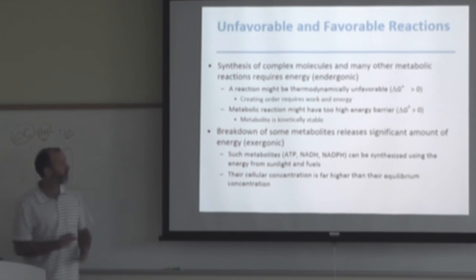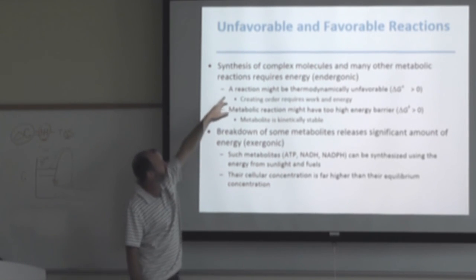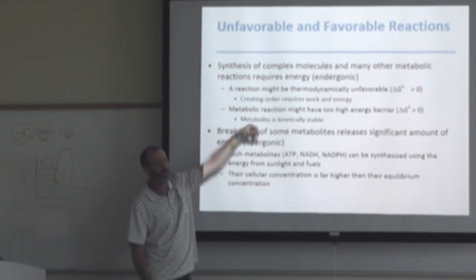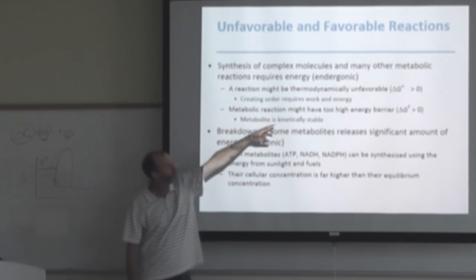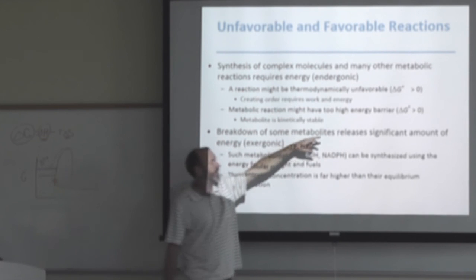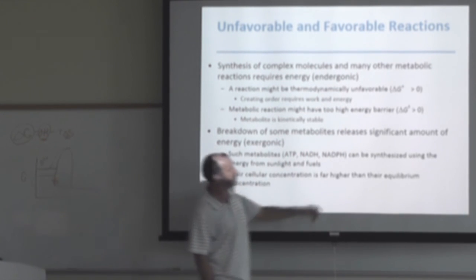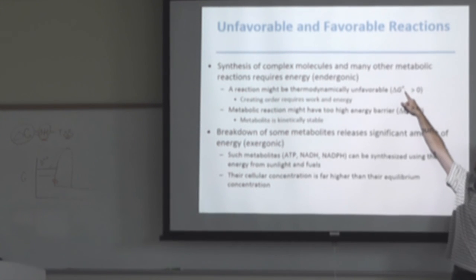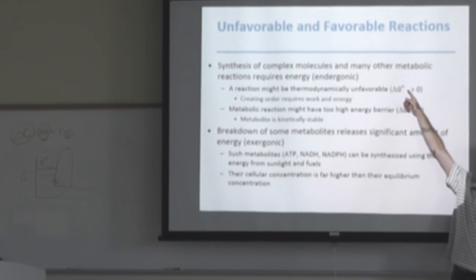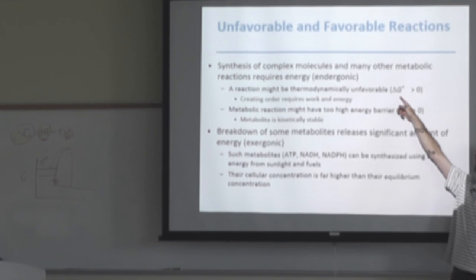So, unfavorable and favorable reactions. Synthesis of complex molecules and many other metabolic reactions requires energy. So that's endergonic. A reaction might be thermodynamically unfavorable, meaning its free energy change is greater than zero. And they put this little hash here. Do you know what that means? Well, yeah, the degree sign or whatever you want to call it. But what does that mean in this context?